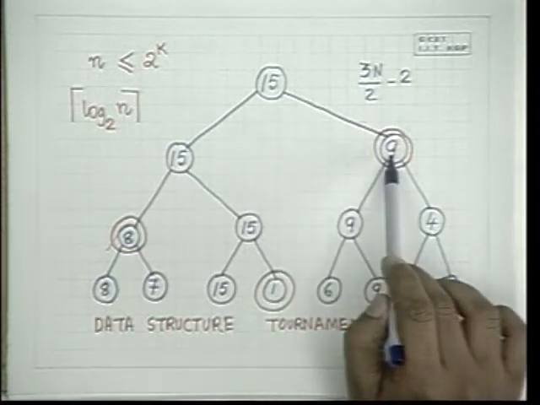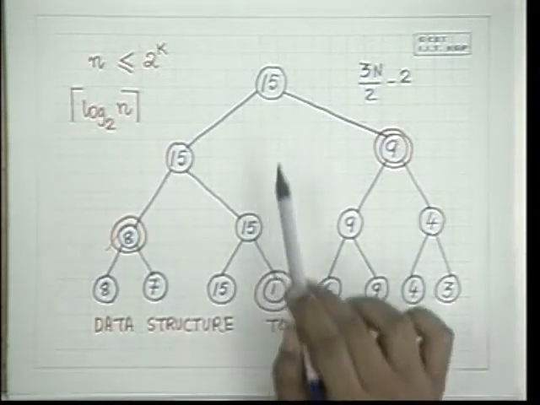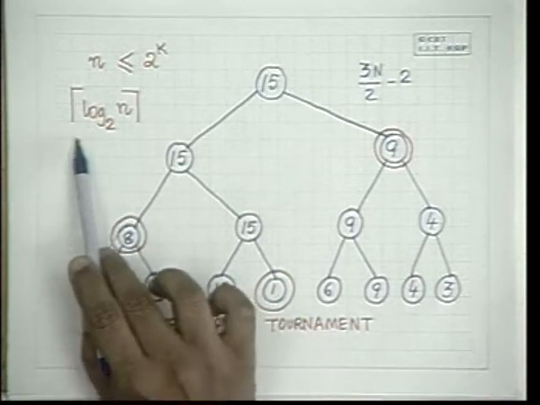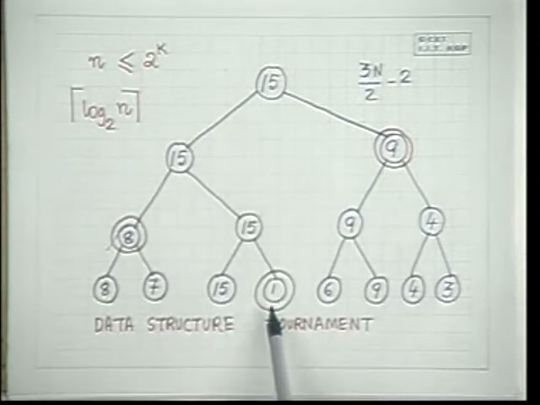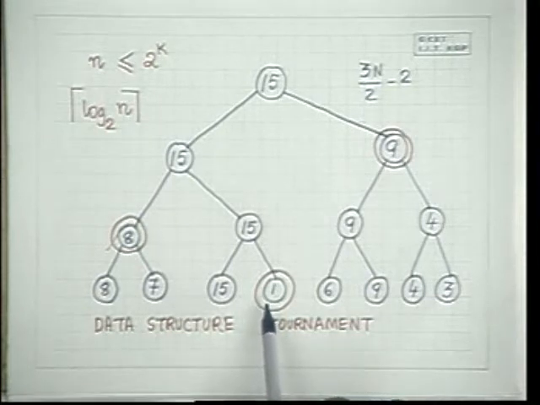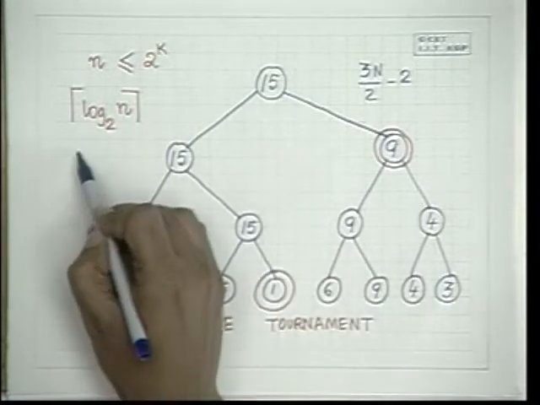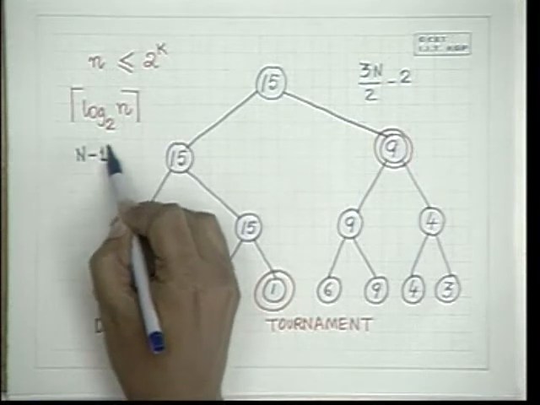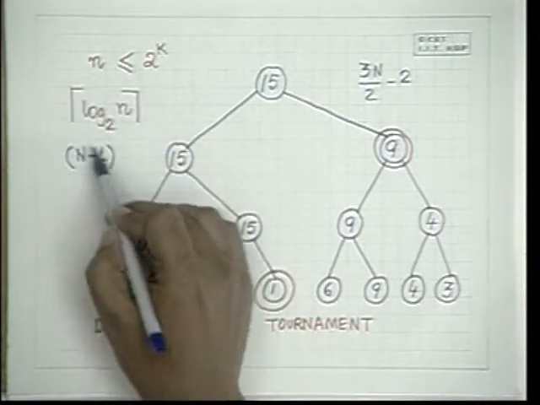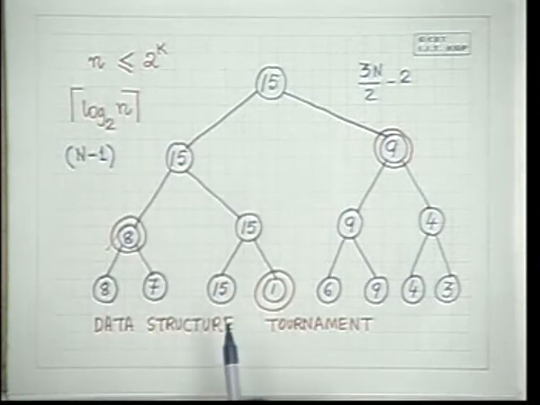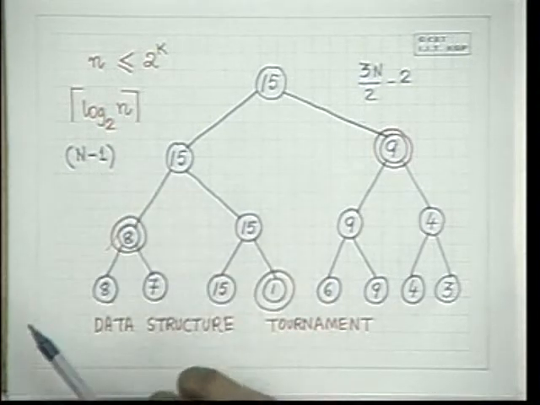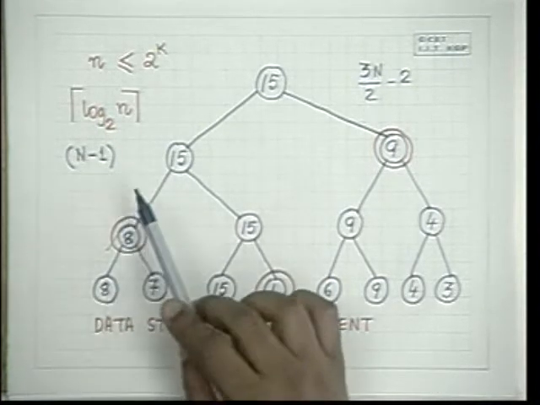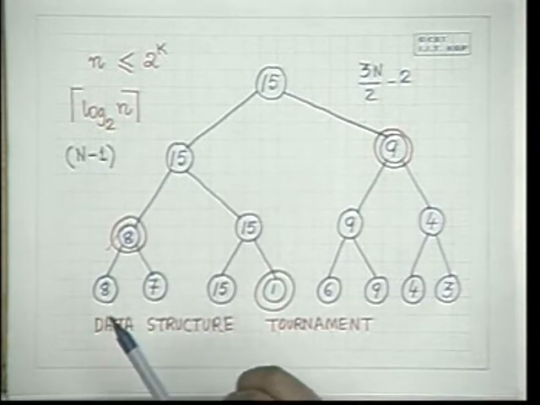And the number of elements to be compared to find the second largest number was the ceiling of log n to the base 2, which is the height of the tree, or the length of the longest path in the tree in the worst case scenario. Therefore, finding the largest number would have taken n minus 1 comparisons, and finding the second largest number would have taken only ceiling of log n to the base 2 comparisons. Therefore, this is a much more efficient way to find the maximum and the second maximum of n numbers.